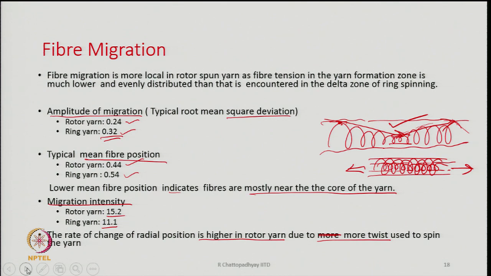See, the point is, as the fibers are twisted, the fibers are pressed against the rotor wall due to centrifugal force. There is no other mechanical device to hold the fibers together. Like in the case of ring spinning, when the fibers are twisted in the delta zone, the trailing end of the fibers is under the nip, gripped firmly by the pair of front rollers. That grip is very, very firm. So, if we twist the front end of the fibers, the trailing end of the fibers cannot rotate and lose twist.